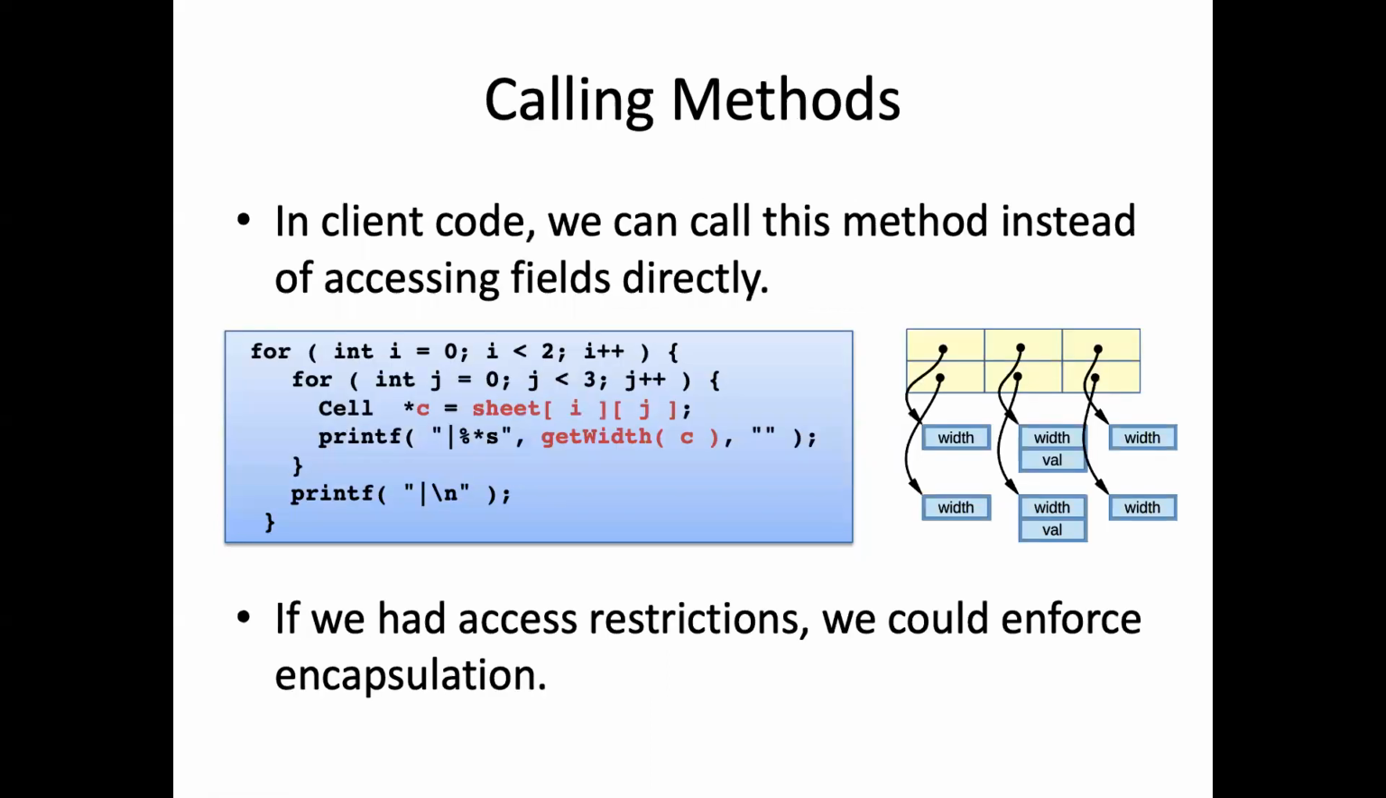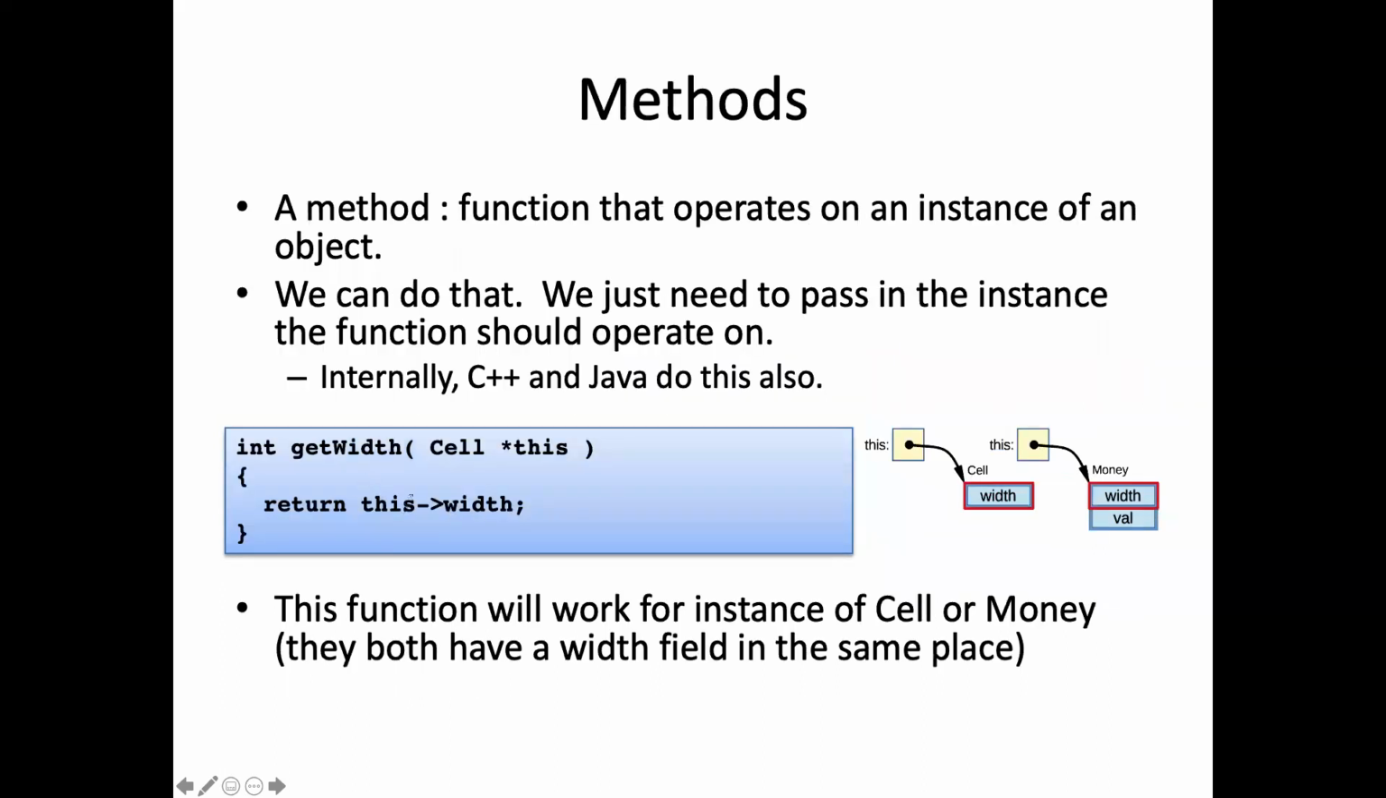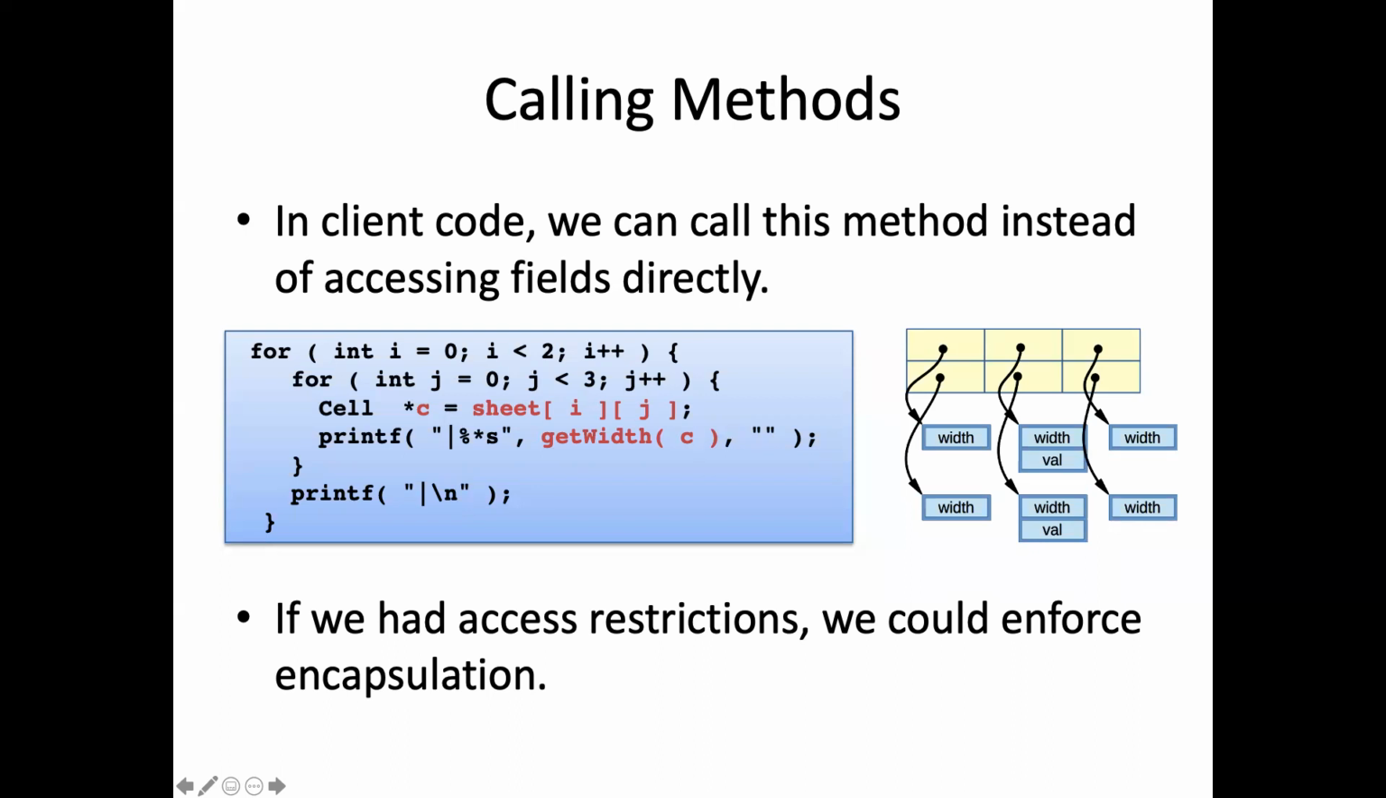What would it take to call the method? This is the same client code that goes through and prints out just a grid of boxes for the spreadsheet cells. But instead of accessing the field directly, they'll call our fake method. They'll call getWidth, and they'll supply a pointer to the cell they want it to work on. And then whether that pointer is a pointer to the superclass or one of its subclasses, well, backing up a slide, this code we were just looking at will be able to get that width field and return it to the client code.